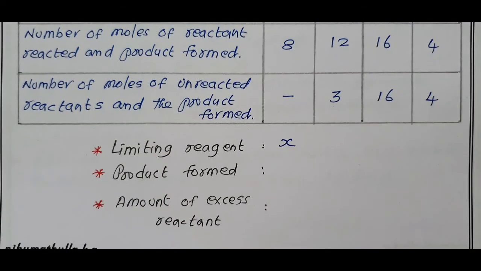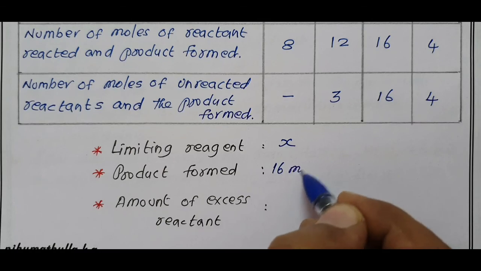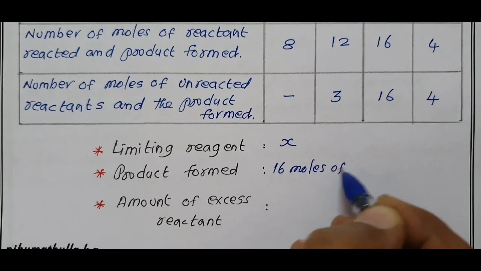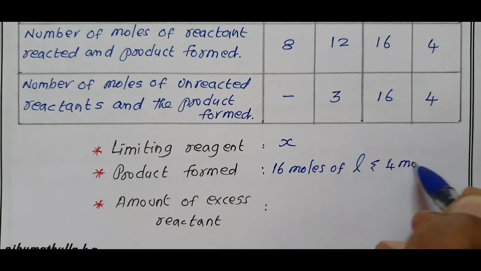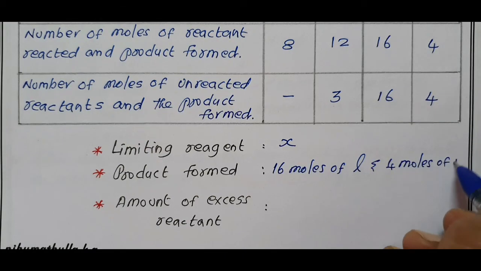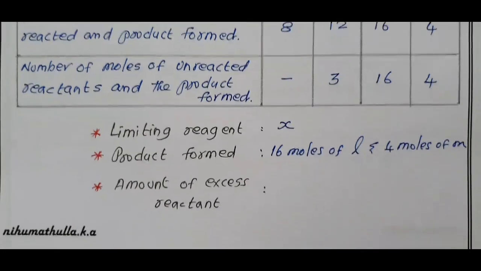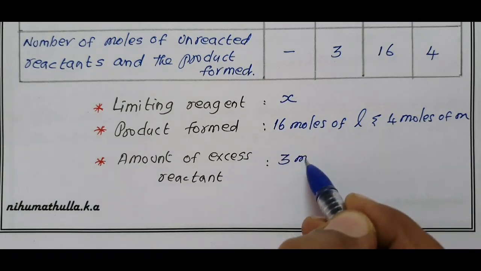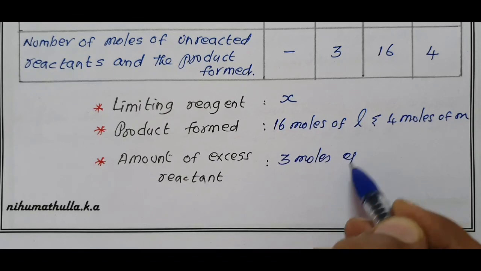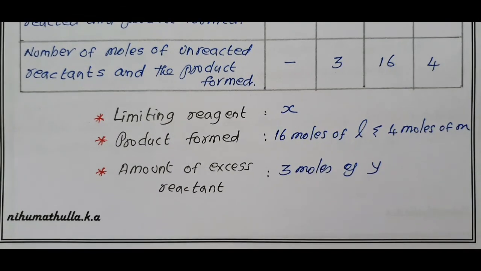And what are the products formed? 16 moles of L and 4 moles of M are our product. The amount of excess reactant left over is 3 moles of Y. This is evaluate yourself 7.